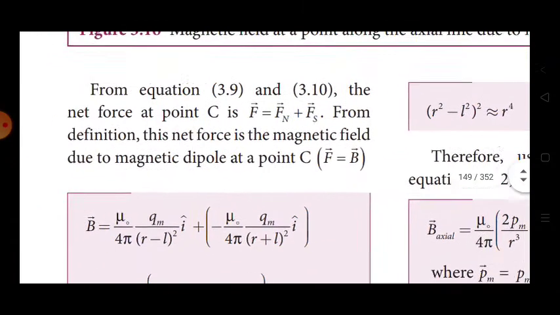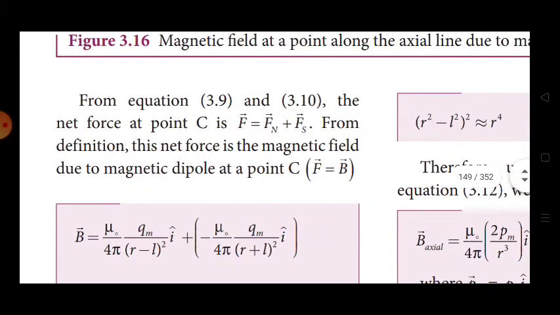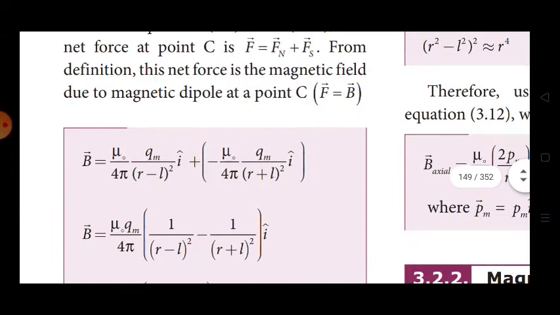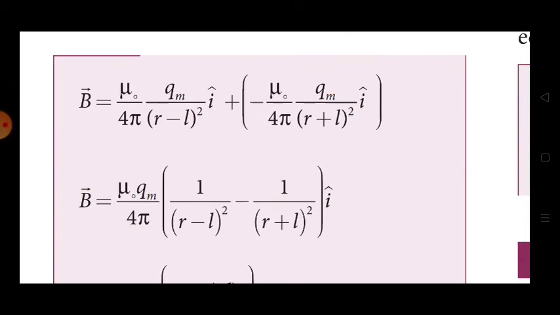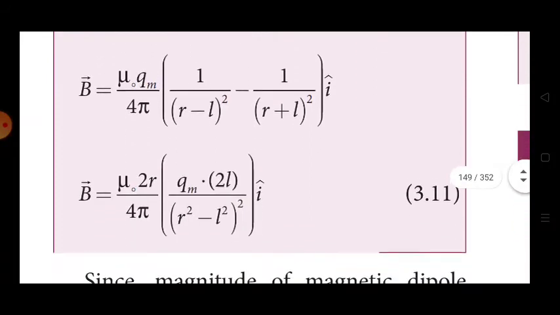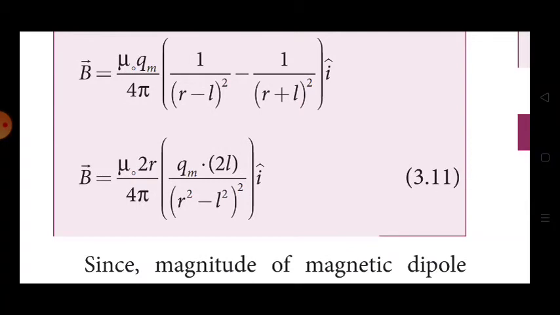From the definition, that means from Coulomb's law of magnetism, the total or net force is the magnetic field due to the magnetic dipole at point C. We should add both of these expressions. Finally, we take out the common values from these two expressions and we will get the result. I think you can understand. Finally, you can get B vector as equation 3.11. Children, do you understand? I hope you understand.